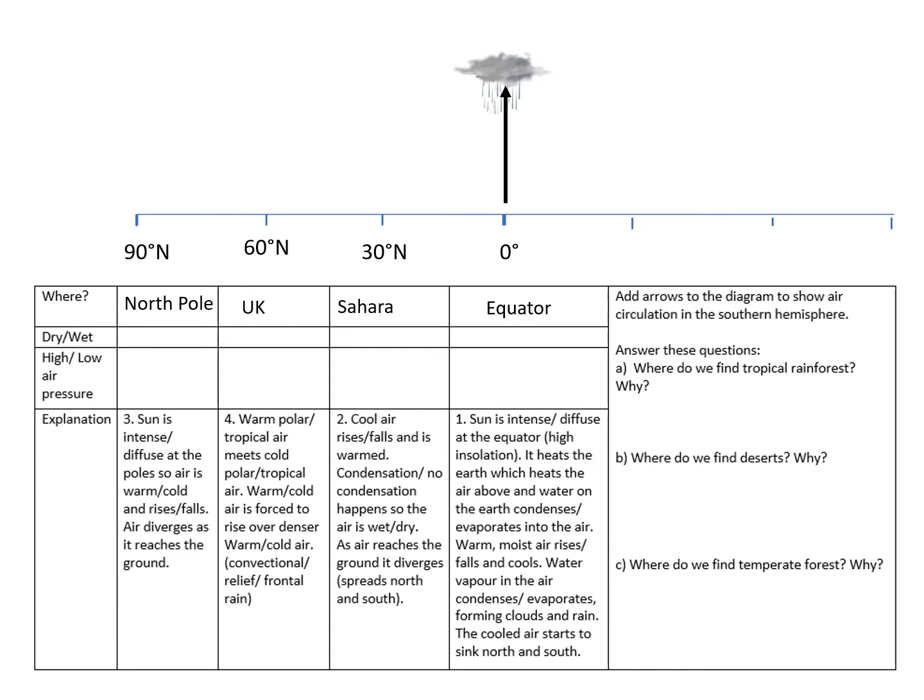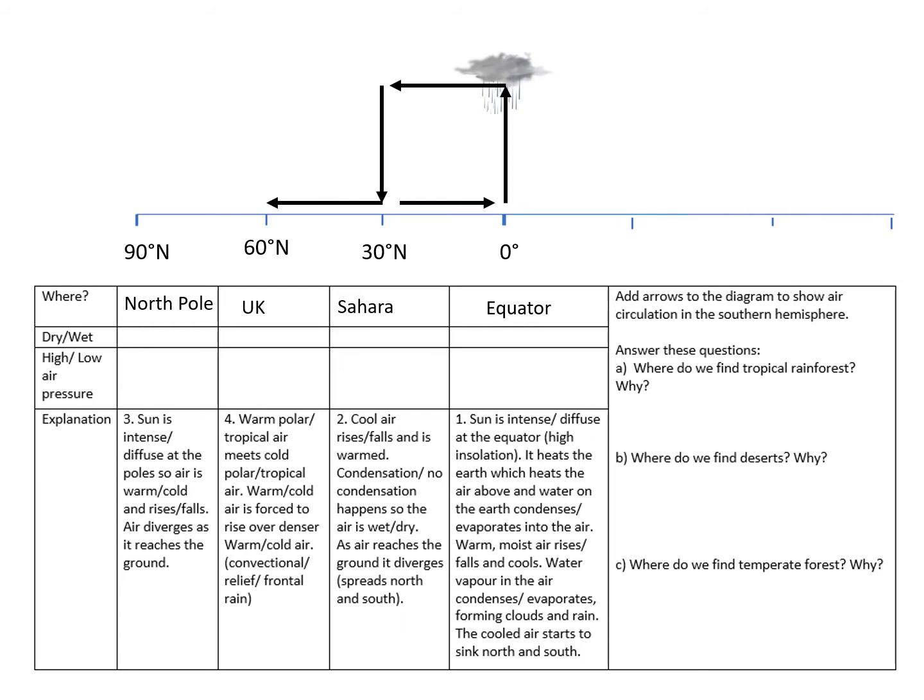Then this cooled air begins to move north and south and then fall back to Earth. And it falls back about 30 degrees north and 30 degrees south, causing high pressure on the Earth's surface. And because as that air falls, it warms up, any water in there doesn't condense, and so these areas are dry because condensation and rain is not happening. As the air reaches the surface, it diverges, moving south back to the equator and north.